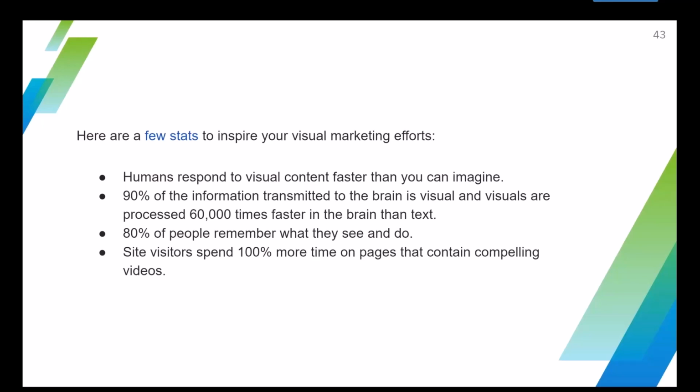Now here comes the thing. You know it, but you don't realize it. 90% of information transferred to the brain is visual, and visuals are processed 60,000 times faster in the brain than text. So images matter. If you want them to remember something from you, use images. 80% of people remember what they see and do. Site visitors spend 100% more time on pages that contain compelling videos.